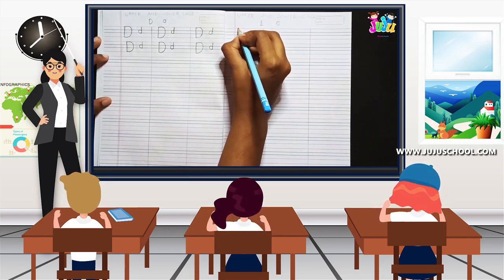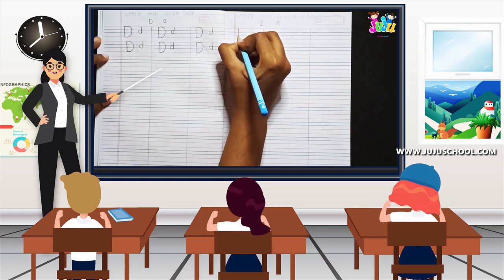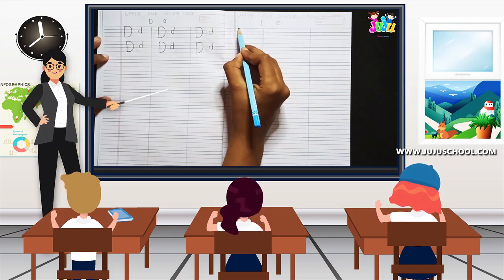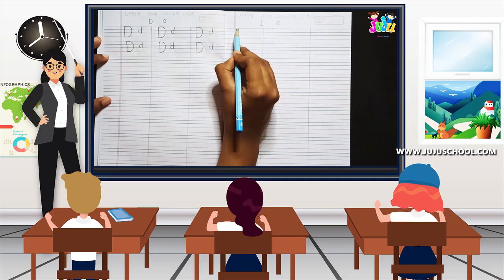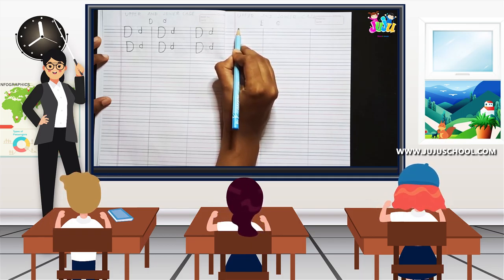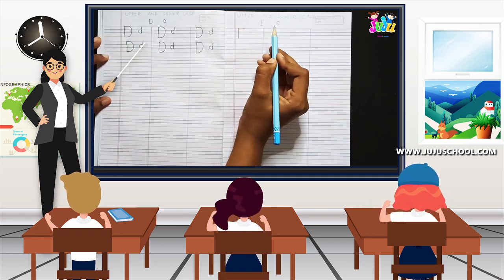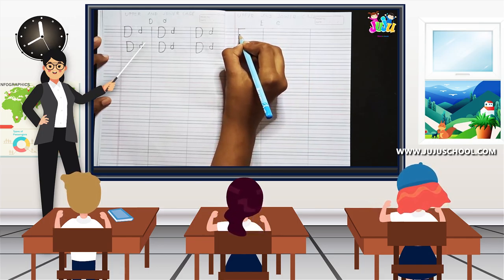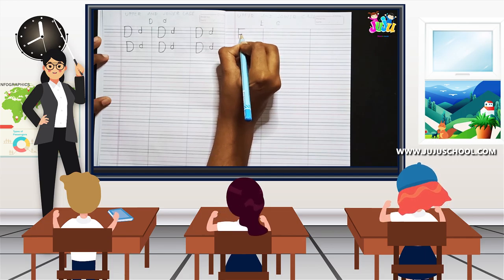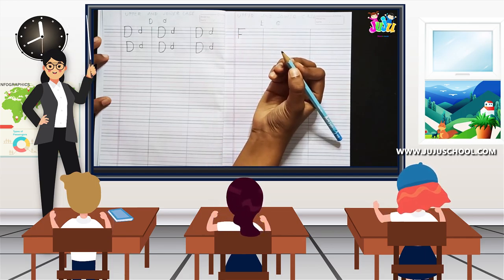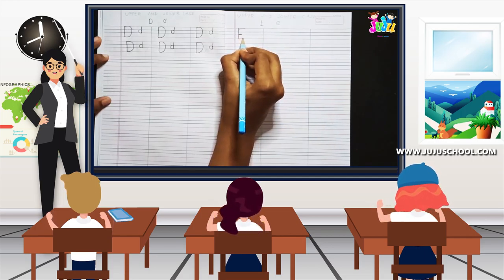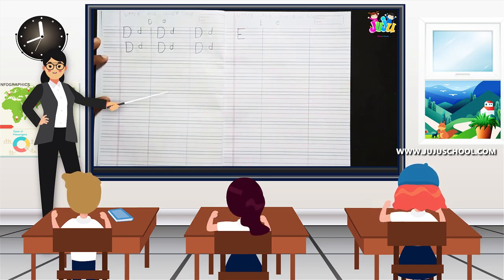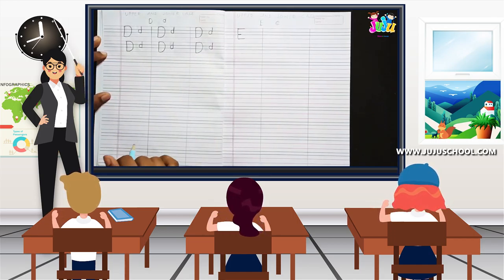Go to the top, to the first red line, draw a straight standing line, and at the top, that is on the first red line, draw a sleeping line to your right. And in the middle, that is the second black line, draw one more small sleeping line, and in the bottom, draw again one more sleeping line. That's it. It's uppercase E.